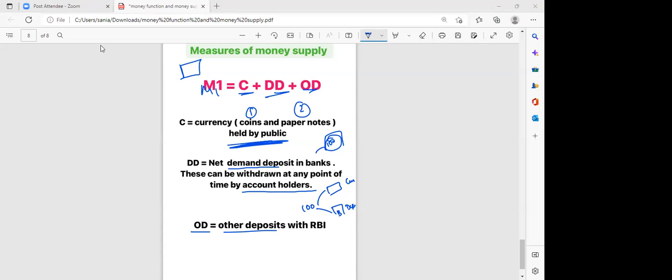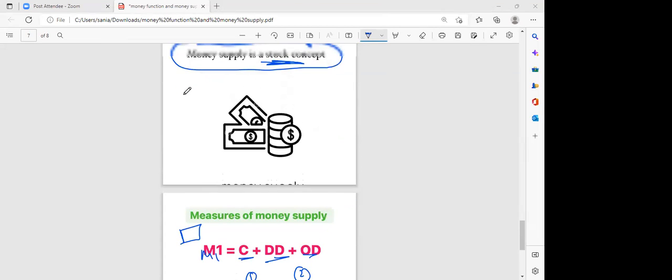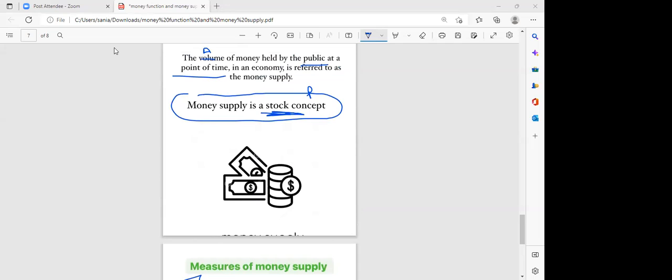Okay, so Naveen, tell me how will you measure money supply? Measure of money supply. M1 equals C plus DD plus OD. C equals currency, coin or note, paper note held by the public. DD means net demand deposit.